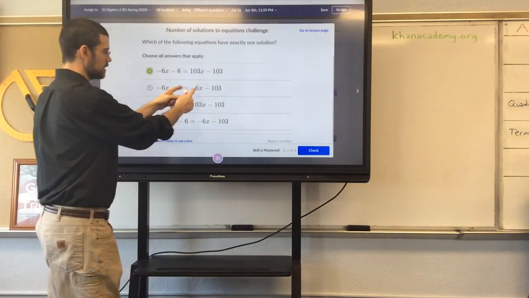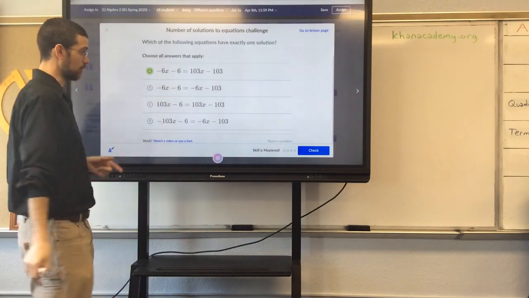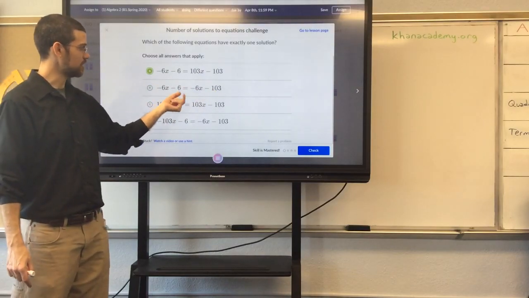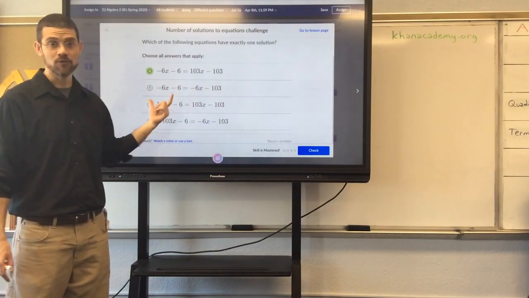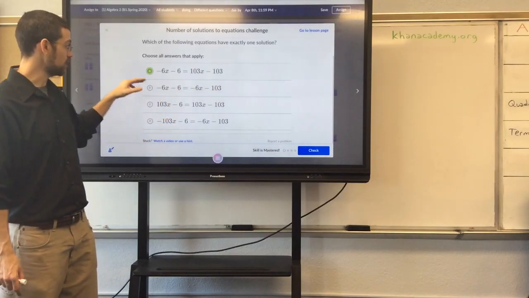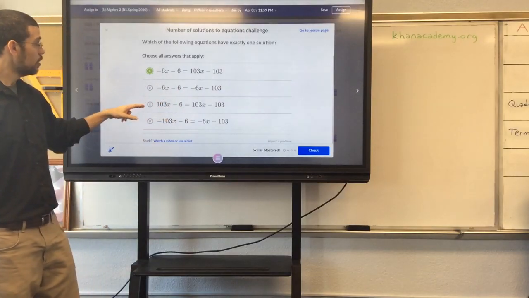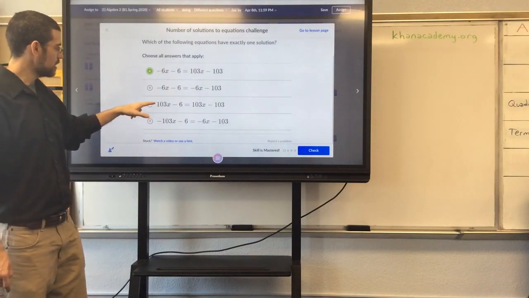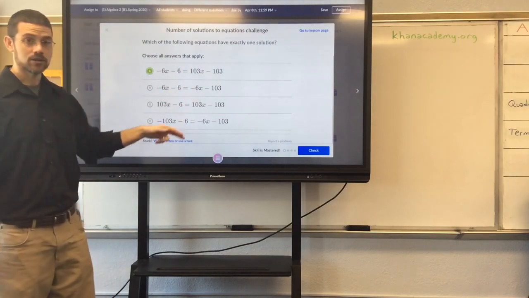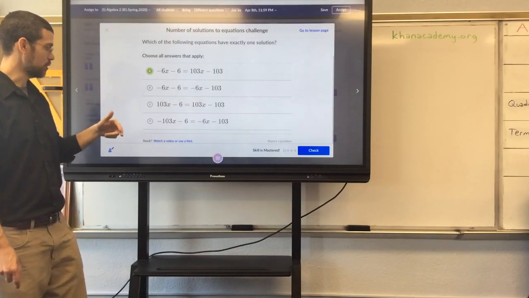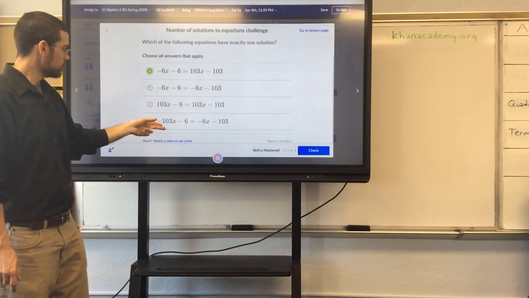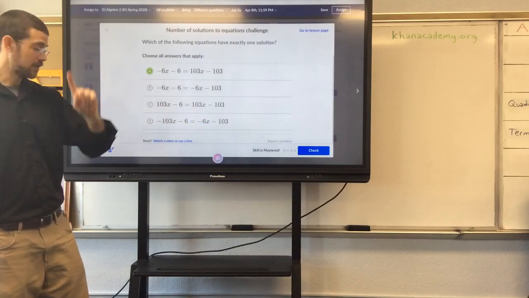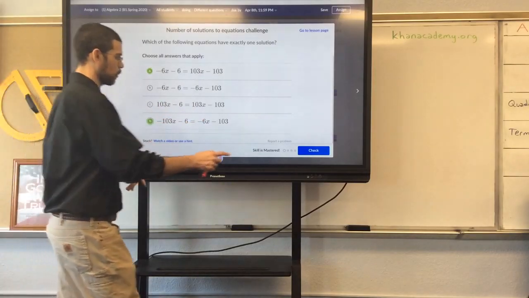That's a different number of x's, so this must have exactly one solution. There's -6 x's on both sides of this equation, so if I add 6x to both sides, I get -6 equals -103. Well, that's always false, so this has no solutions. We're looking for things that have exactly one solution. This has the same number of x's on both sides, so it's not going to have one solution. This one has different number of x's on both sides, so it has exactly one solution.